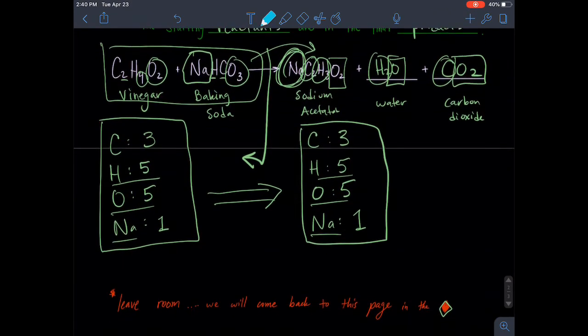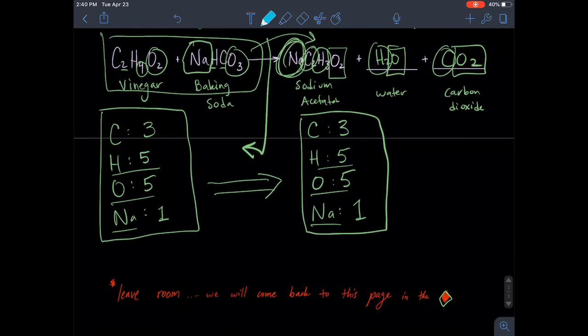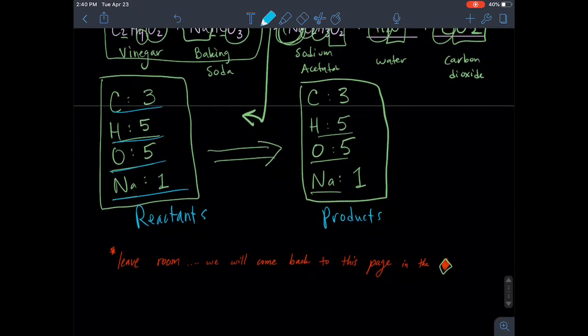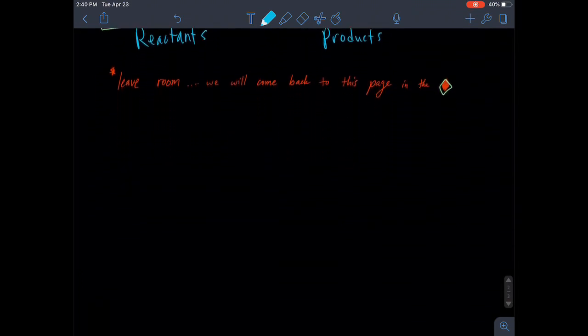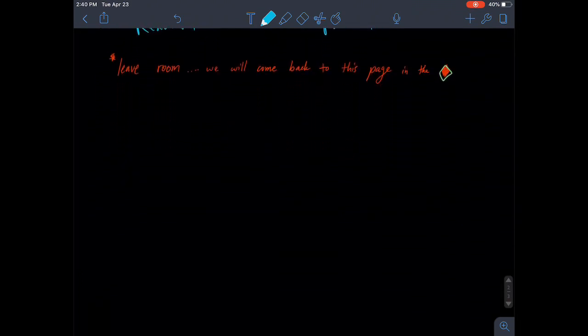So we used vinegar and baking soda as our example. We saw that on the reactant side, there were 3 carbons, 5 hydrogens, 5 oxygens, and 1 sodium. And then when it went into the products, we ended up with the same exact number of atoms over there on that side too, because you can't lose any, you can't gain any. And I asked you to leave some room because we'll come back to this page. So here we are, back at this page.